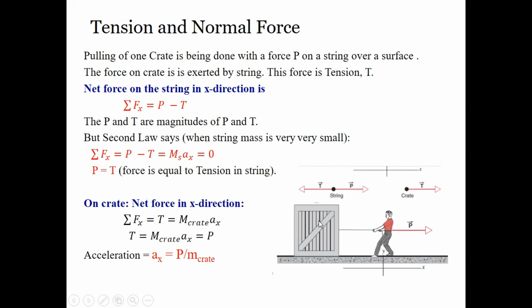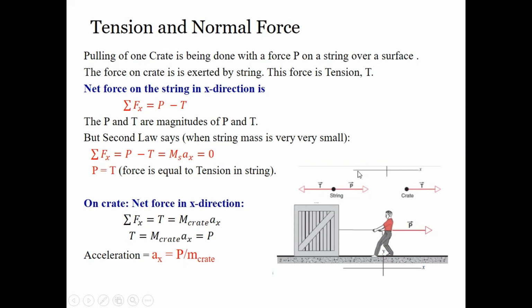The crate, if it is thought to be a point, then the crate and the rope have this free body diagram: the crate as a point, and the tension T is the net force which is acting on it. Now, if we look at the string somewhere here, then this string is a point on which, away from this point, is the tension, and the string is being pulled by the force P.